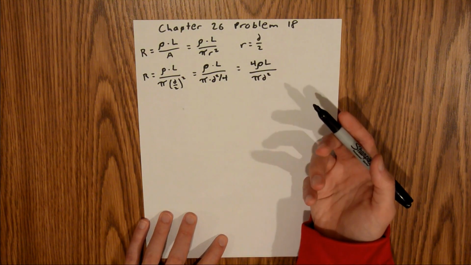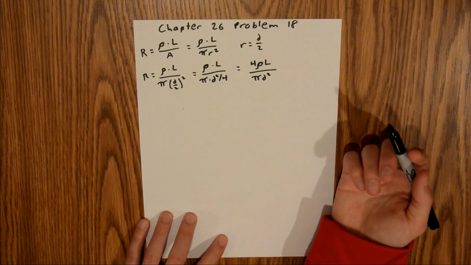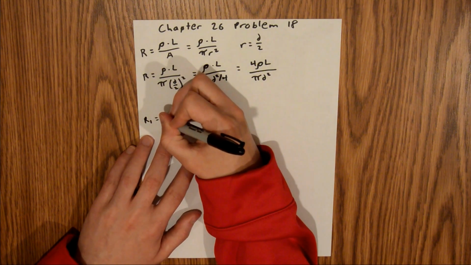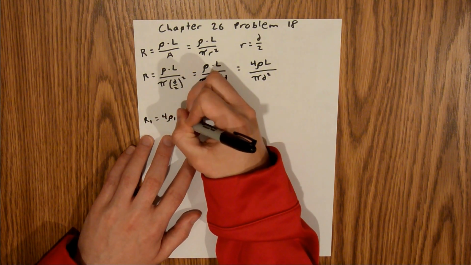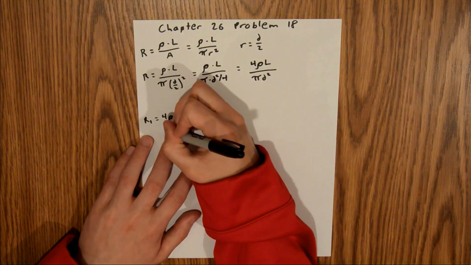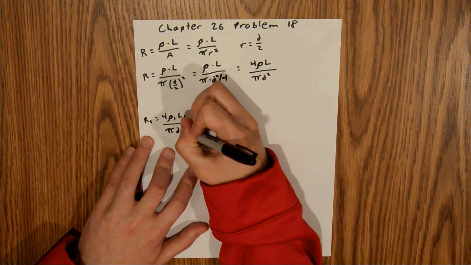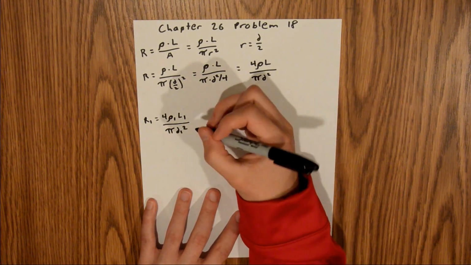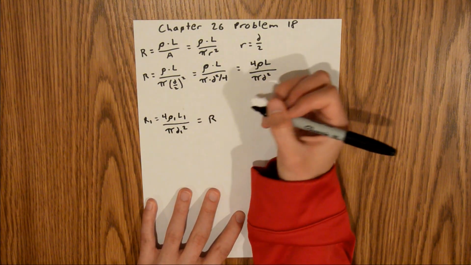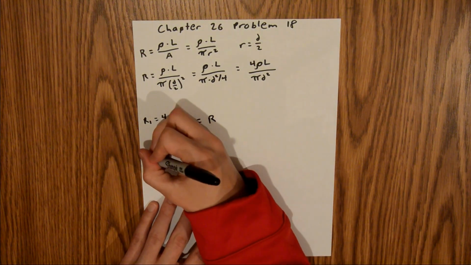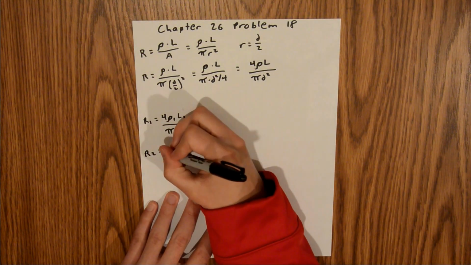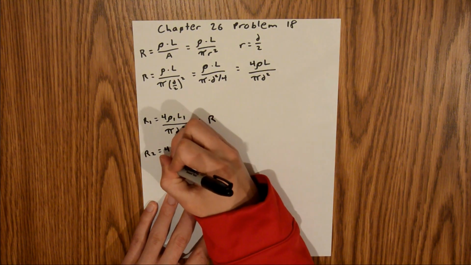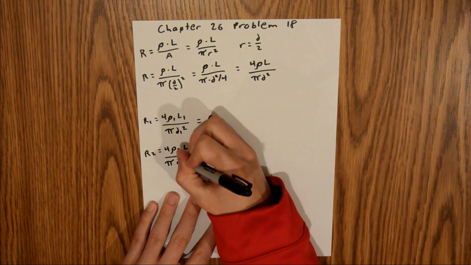And so now that's going to be our generic formula for the resistance in terms of diameter, and so that means that R1 is equal to 4 rho 1 L1 over pi d1 squared. And we're told in the problem that the resistance of wire 1 is just equal to R, so we'll call that R. And now R2 is going to be equal to 4 rho 2 L2 over pi d2 squared.